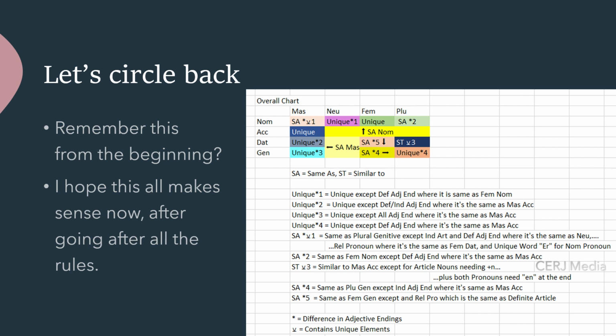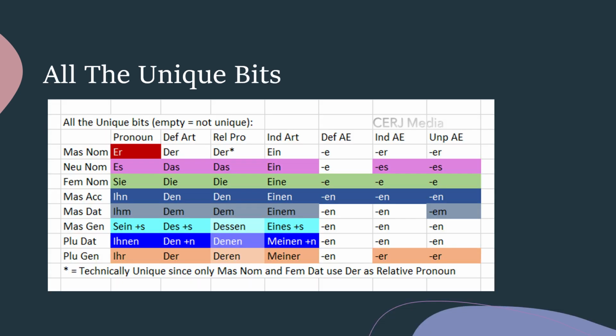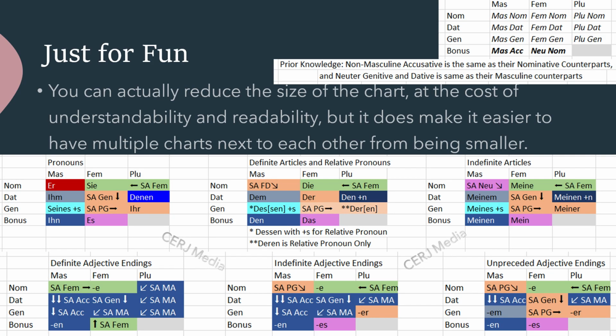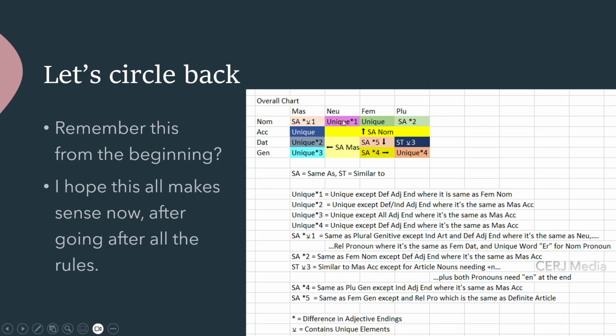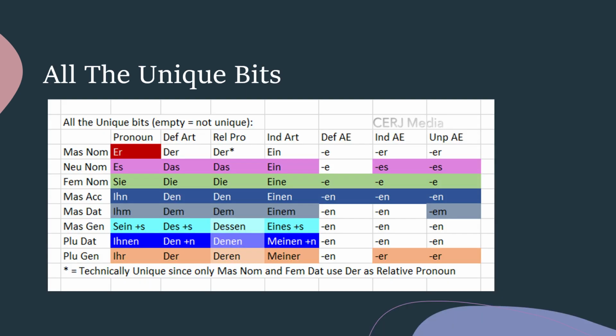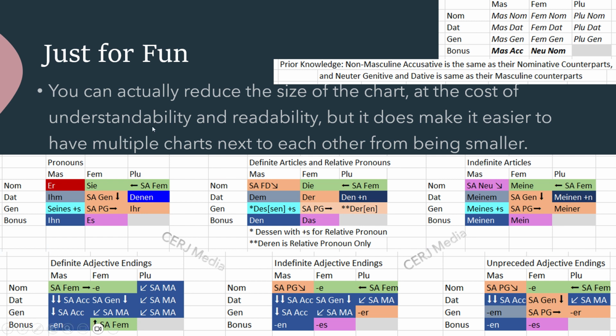That's a lot easier to remember now, is it? Theoretically. So, just for fun, you can actually reduce the size of the chart. You know how I mentioned that there are some elements right here, the SA nom and the SA mass? Well, since they're always the same, technically you could just get rid of them from the chart. I mean, they're the same, so this is an experiment where we reduce the size of the chart. So this is what the chart would look like.